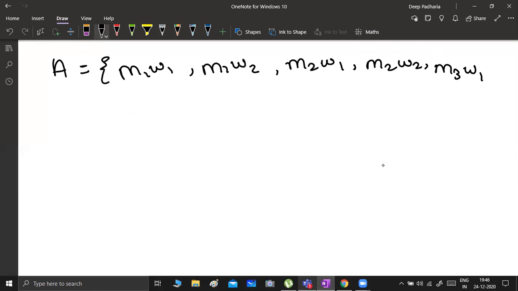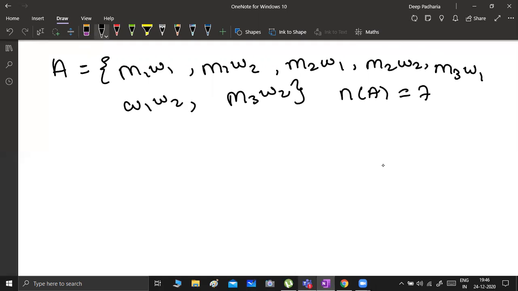So here it would be 1, 2, 3, 4, 5, and we can include two women as well, so W1 W2. Is any combination left out? M3 W2, fantastic. So n of A in this case would be 7. Please check.